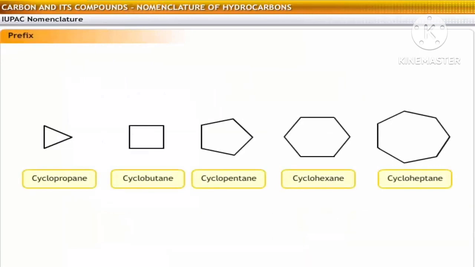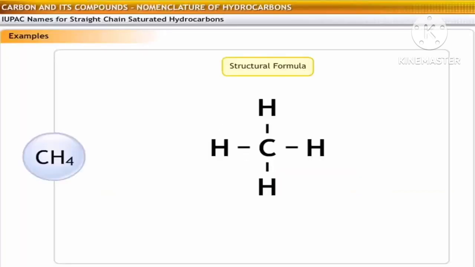The parts of the name that precede the root word are called prefixes. For example, in the compound cyclobutane, cyclo is the prefix that indicates the alicyclic nature of the compound. If the compound is not alicyclic, the prefix is absent. Let's look at some examples of IUPAC nomenclature for straight-chain saturated hydrocarbons.